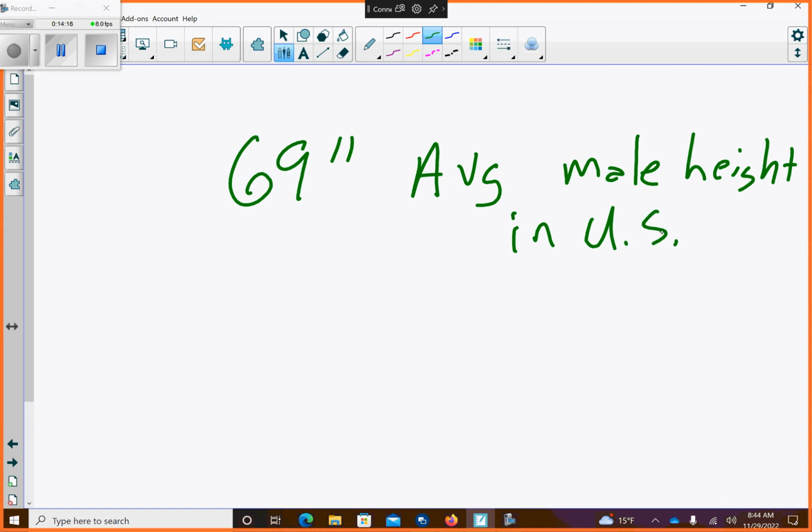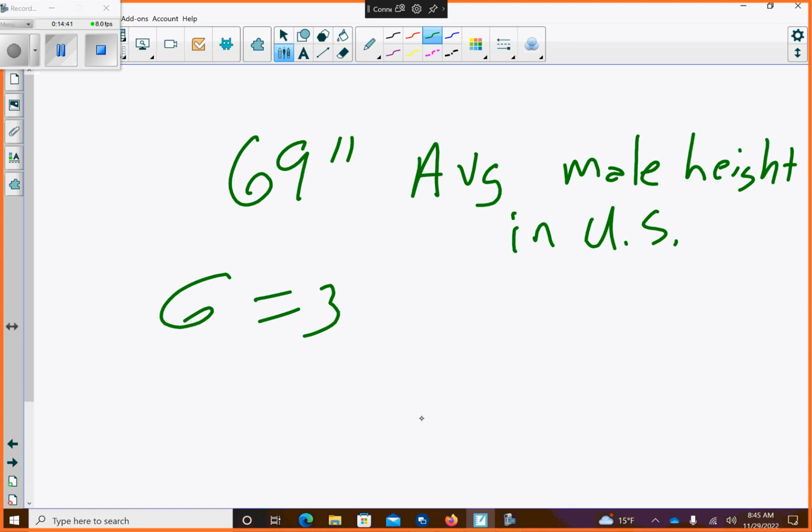Yeah, 5'9". Someone find me the standard deviation. Someone look up the standard deviation of the average male height in the United States. Somebody Google me the standard deviation of the average male height. 3 inches? Wow. Okay. All right. So.